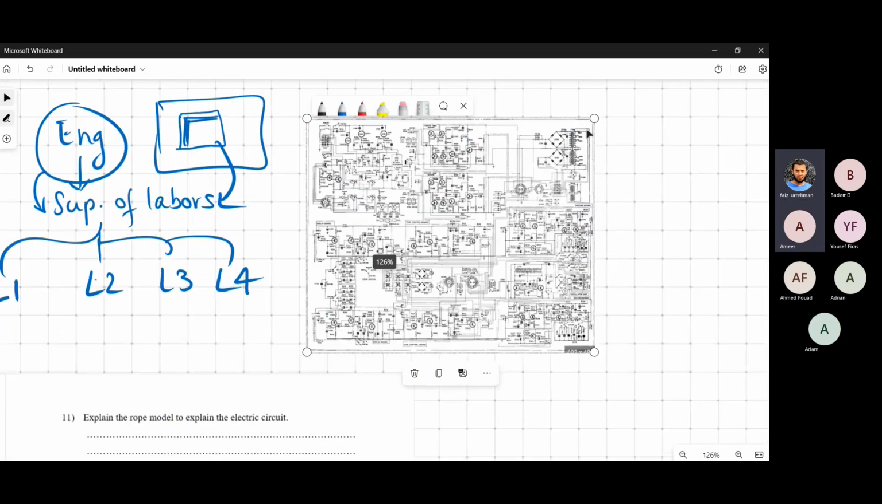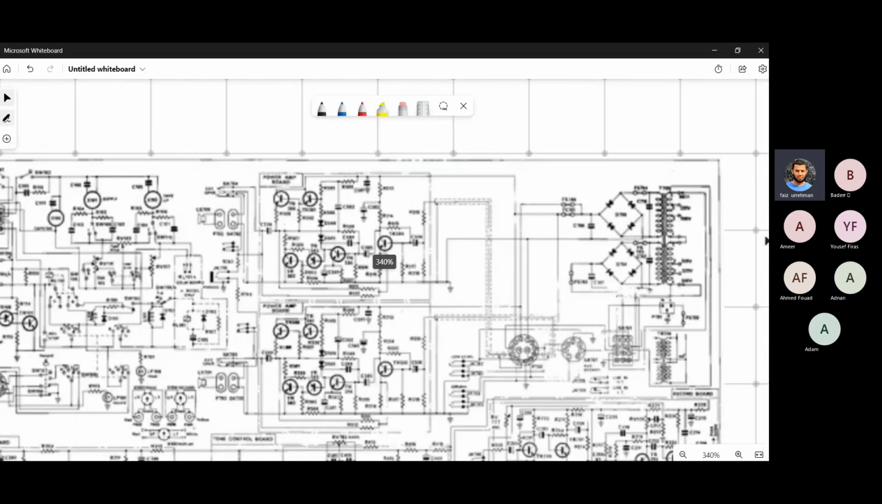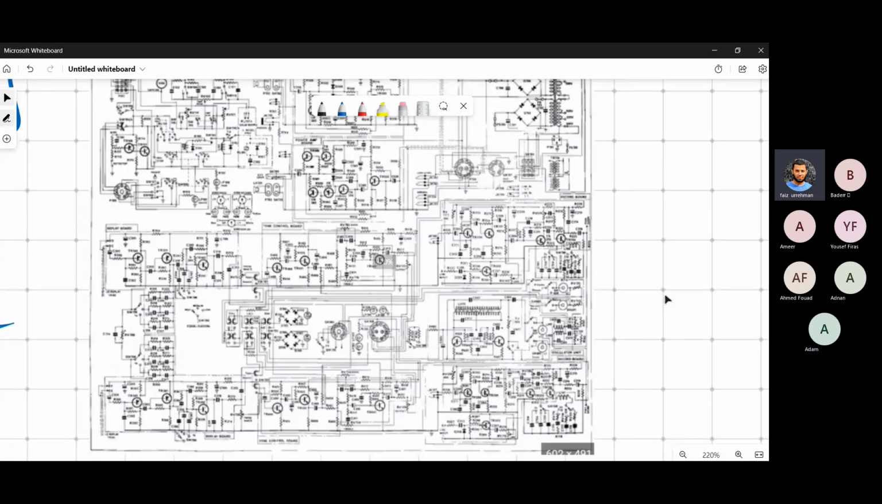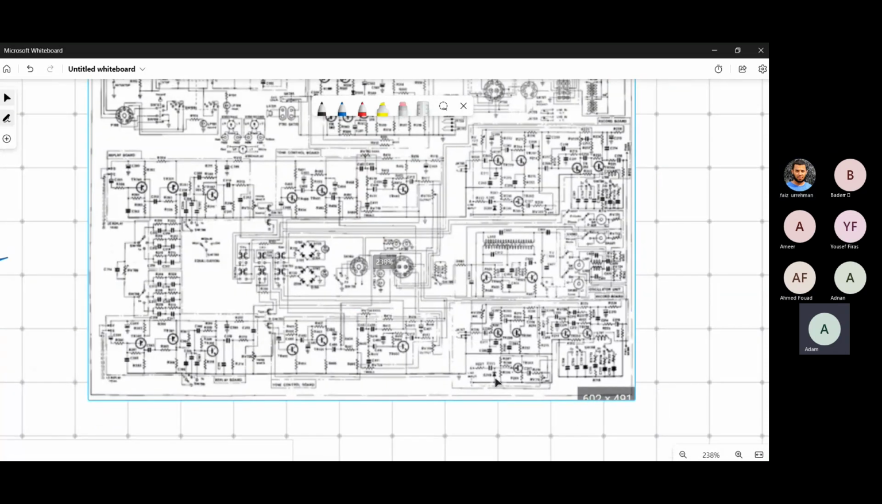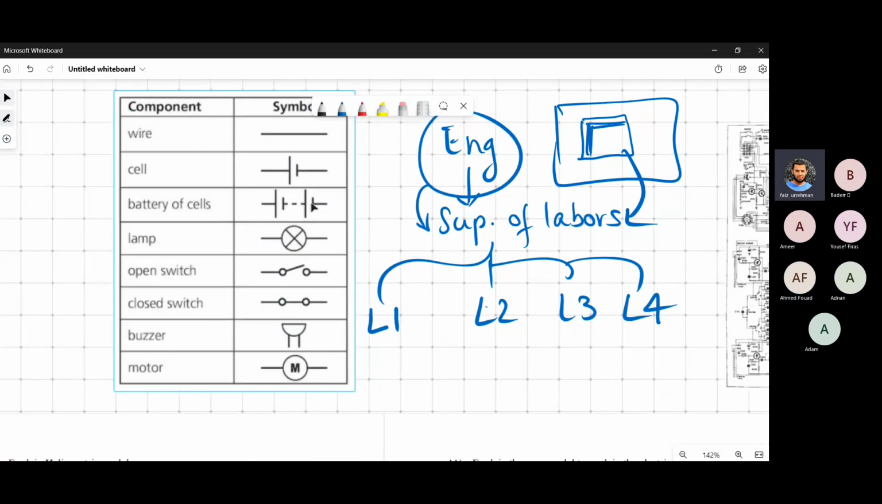See, no problem. If you zoom in here, you will see some symbols. If you go to this area, you will see some symbols. And what is the meaning of the symbols? It is sometimes shown below, like legends. You know what legends are? Legends means this symbol is for this, this symbol means this, this symbol means this. This is all known as legends.